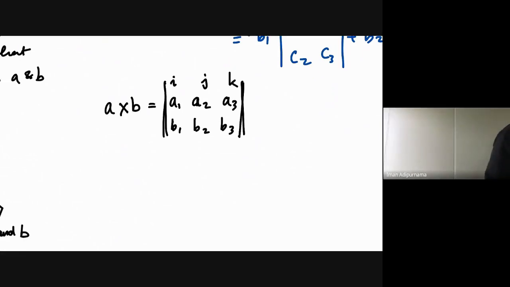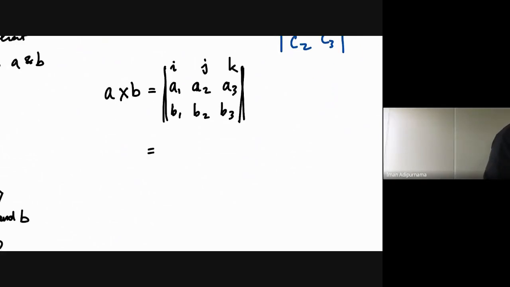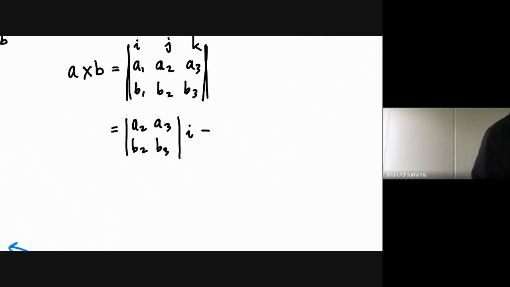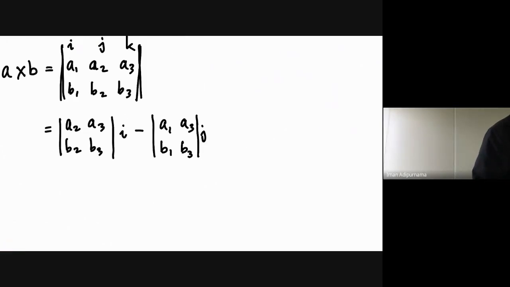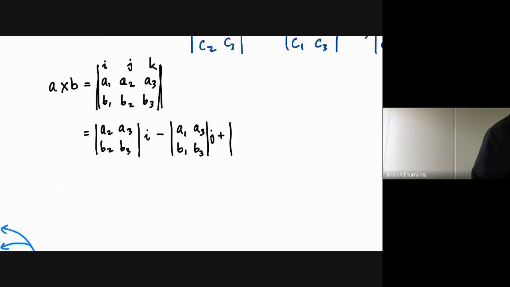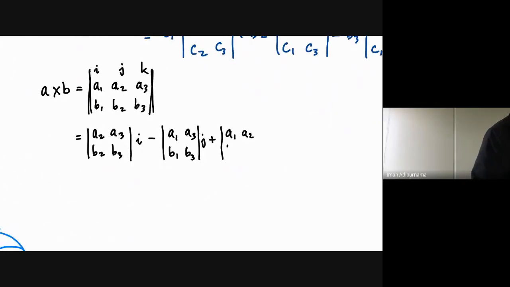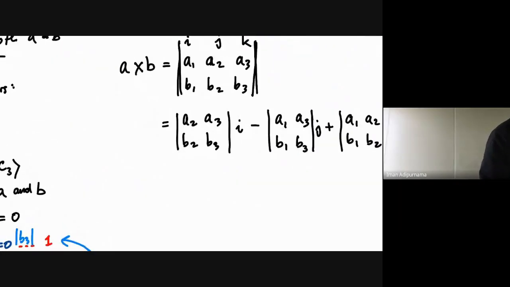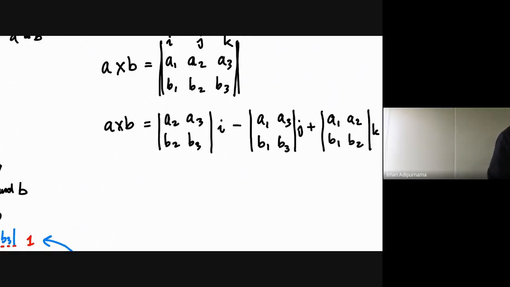So you will have A2, A3, B2, B3, and then multiply with I, that's the standard basis vector, and then minus A1, A3, B1, B3, J, and then plus the last one has become K. So you can write the cross product in terms of determinants.